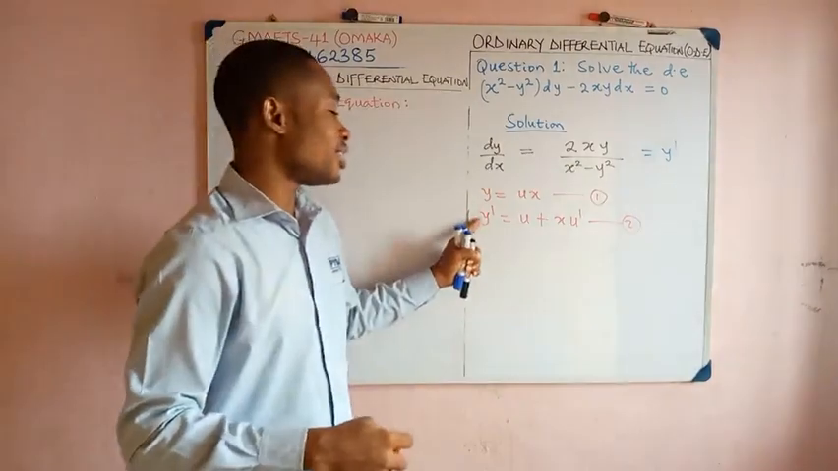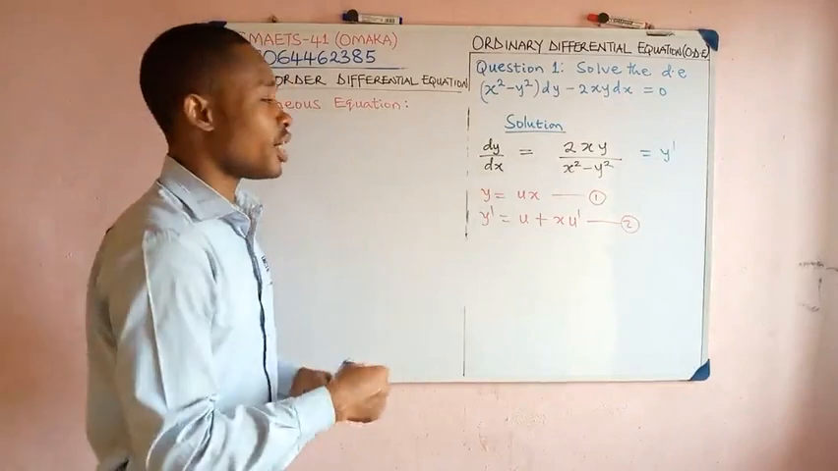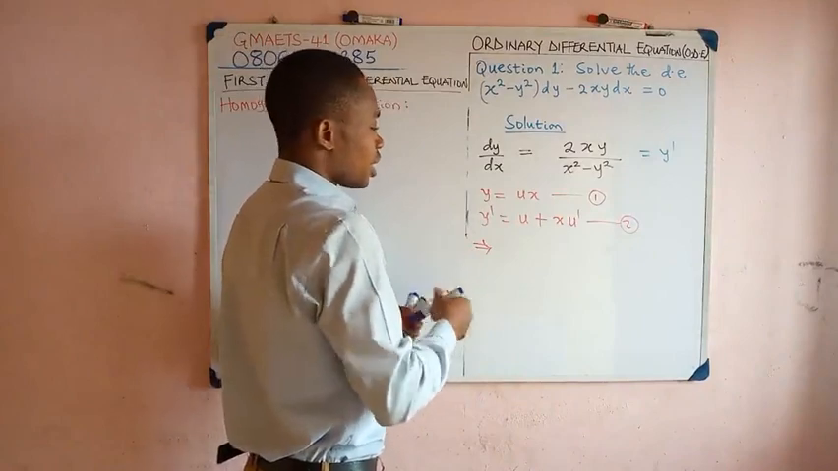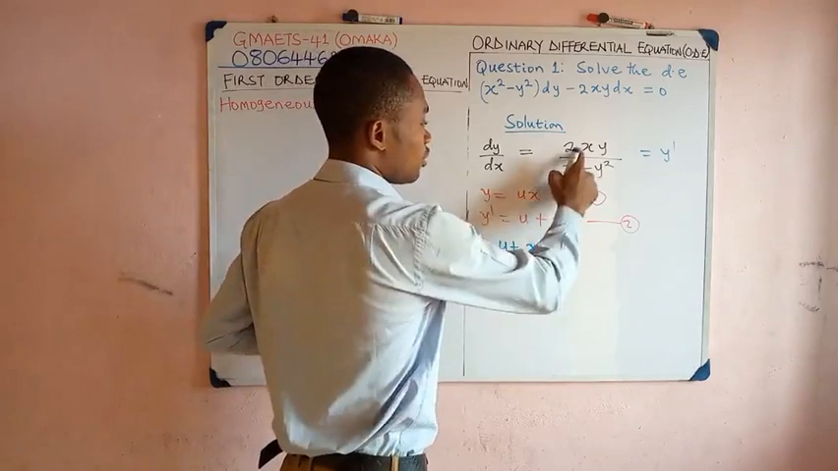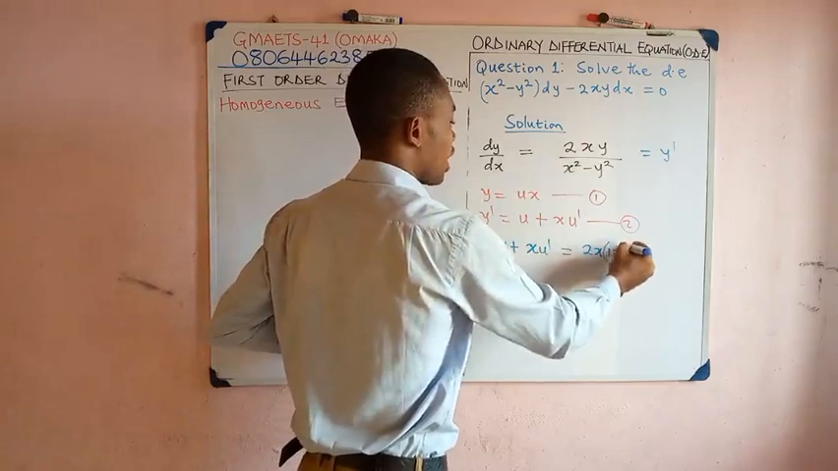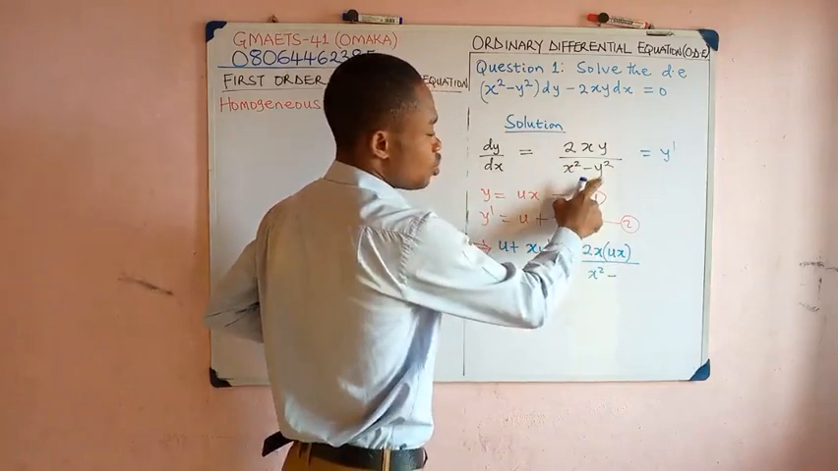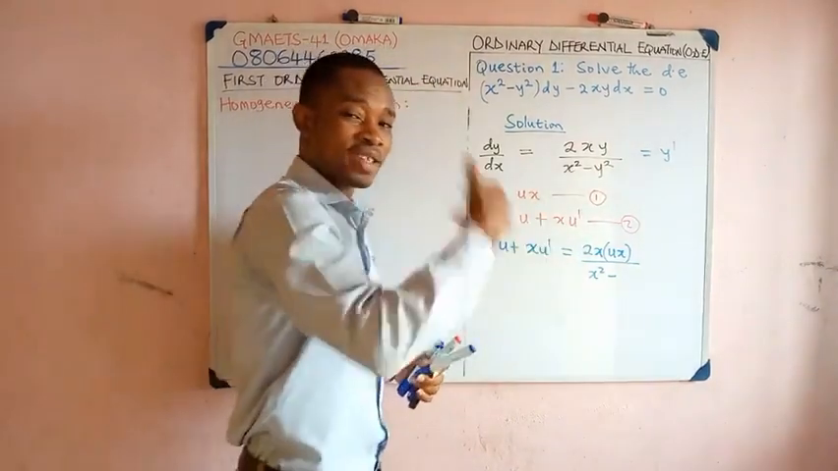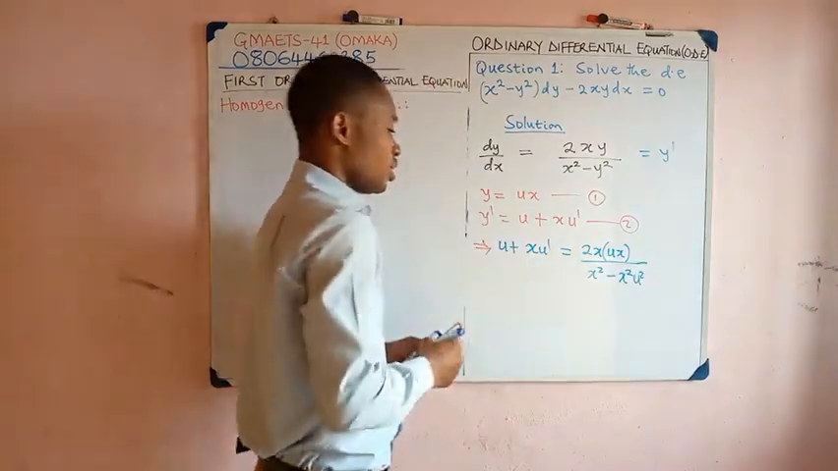So what do we do from here? Substitute for y and then y prime. You know that y prime is the dy/dx. So go to this differential equation and substitute there. If you are substituting, it implies that your dy/dx will now become u plus x u prime equal to, this will give us 2x. In place of this y, you fix u times x divided by, this will give us x squared minus, in place of this y, we're going to substitute ux, which each of them will be squared. You know that, right? ux all squared. Then you get x squared u squared.